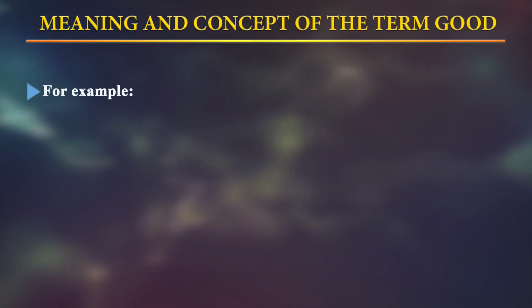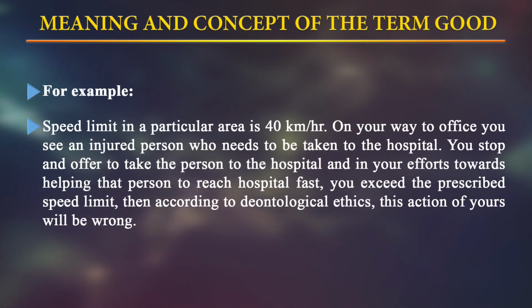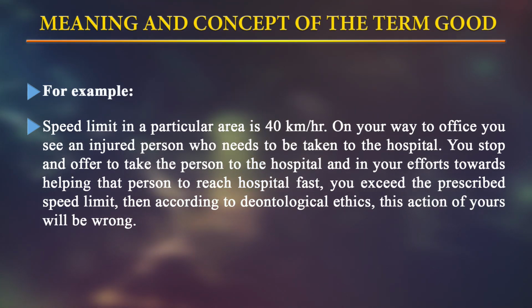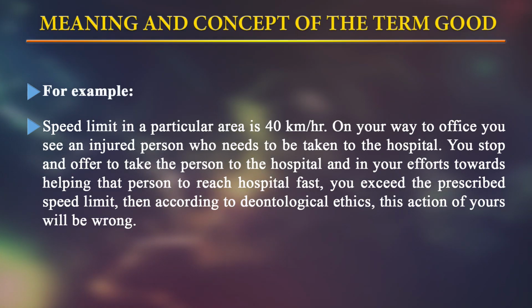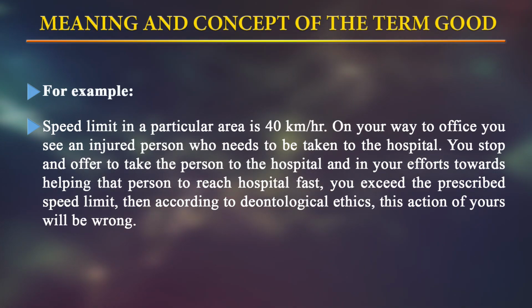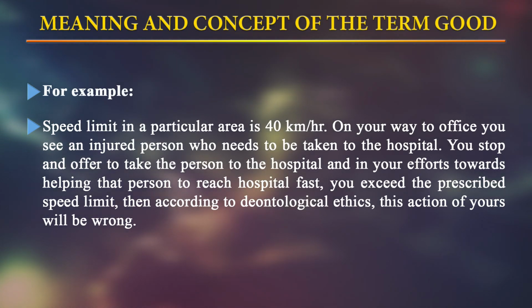It focuses on doing the right without bothering about what might be the consequences of that particular action. For example, the speed limit in a particular area for any motor vehicles, for cars, is 40 kilometers per hour. But now you are on your way to office and you see an injured person lying on the road who needs to be taken to the hospital. You are a kind person, you stop by, you give a lift to that person in your car and you want to take that person to the hospital. But in your effort to help that person reach the hospital fast, if you exceed the prescribed speed limit of 40 kilometers per hour when you cross that area, then according to deontological ethics, this action of yours will be wrong.